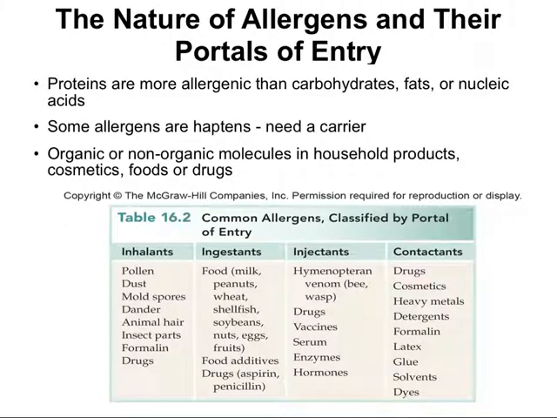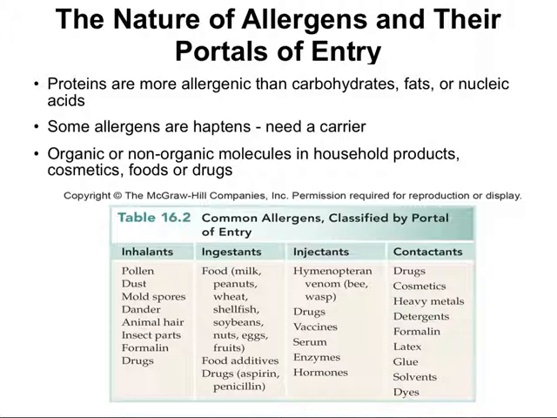As with other antigens, allergens have certain immunologic characteristics. You'll recall that in general, antigens that are proteins are more allergenic than those that are not, for example, than carbohydrates, fat, or nucleic acids. You'll also recall that these protein molecules needed to be larger and more complex. Some allergens are haptens. These are the very small ones that are non-protein, but they need to have a carrier molecule. Allergens can also be organic or non-organic molecules in household products, cosmetics, food, or drugs.